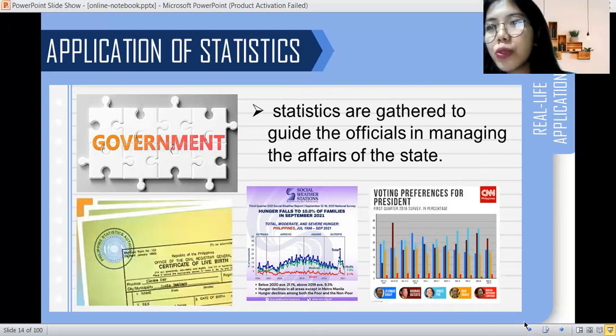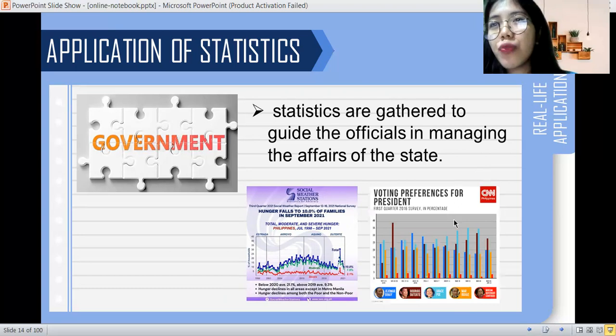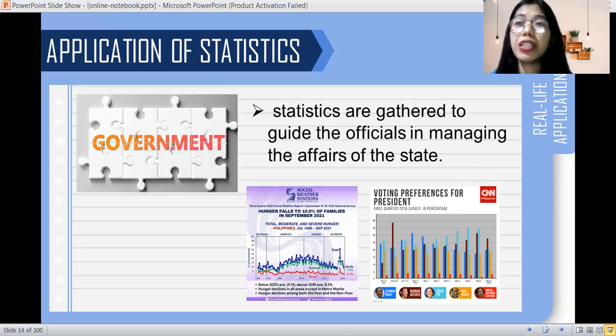we also have this one, voting preferences for president. So, ayun po, nagagamit din po natin yung statistics para malaman kung sino nga ba yung mga preferences ng mga Filipino citizens na maging next president natin. Kagaya ngayon, marami nang lumalabas sa ating mga media na mga surveys kung sino yung gusto nilang maupo sa pwesto, ganun po.